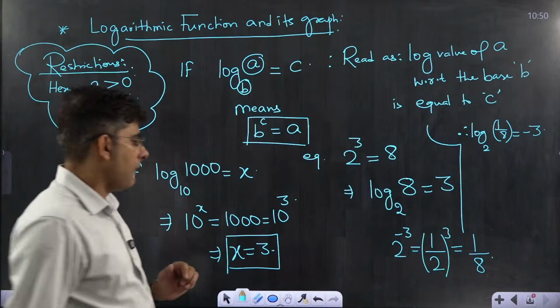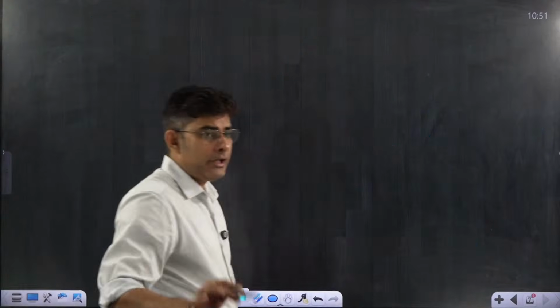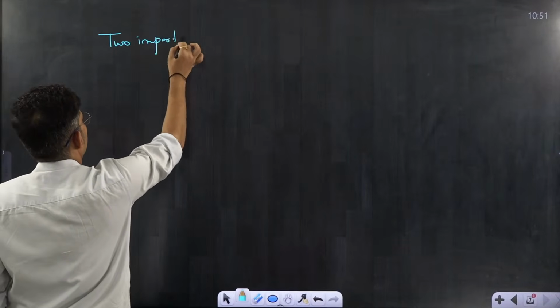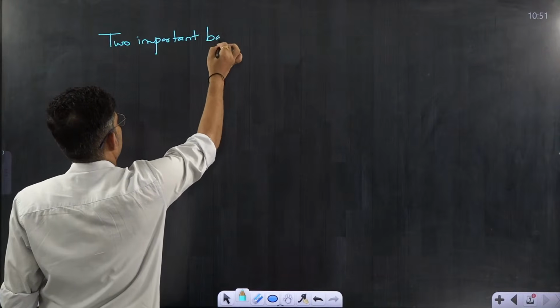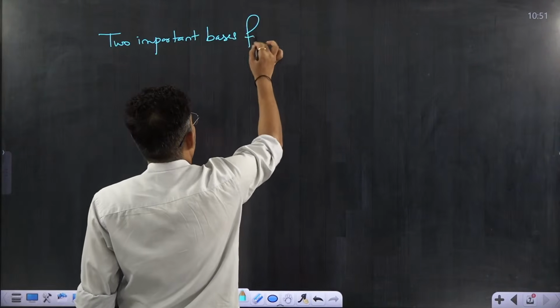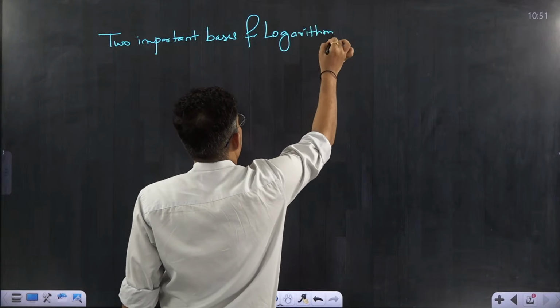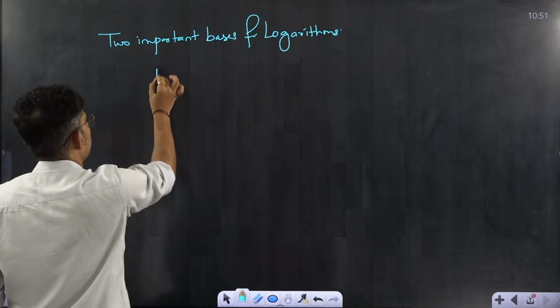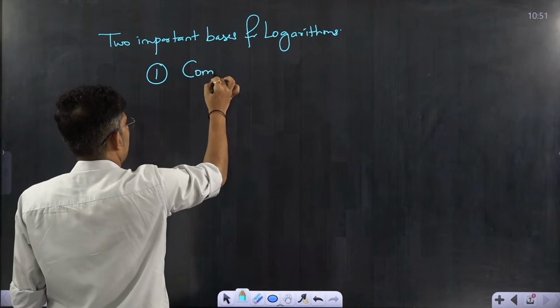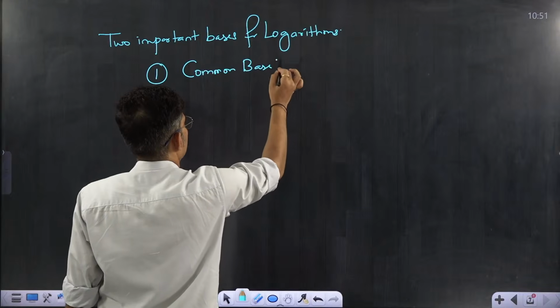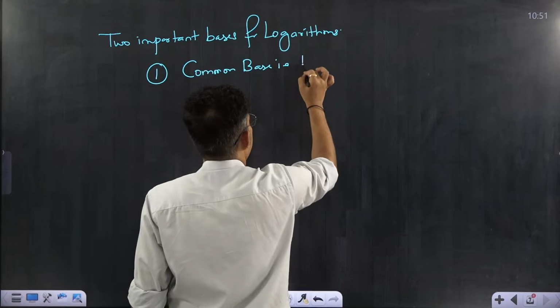Okay, now we have two important bases for logarithms. First one is called common base, that is 10.